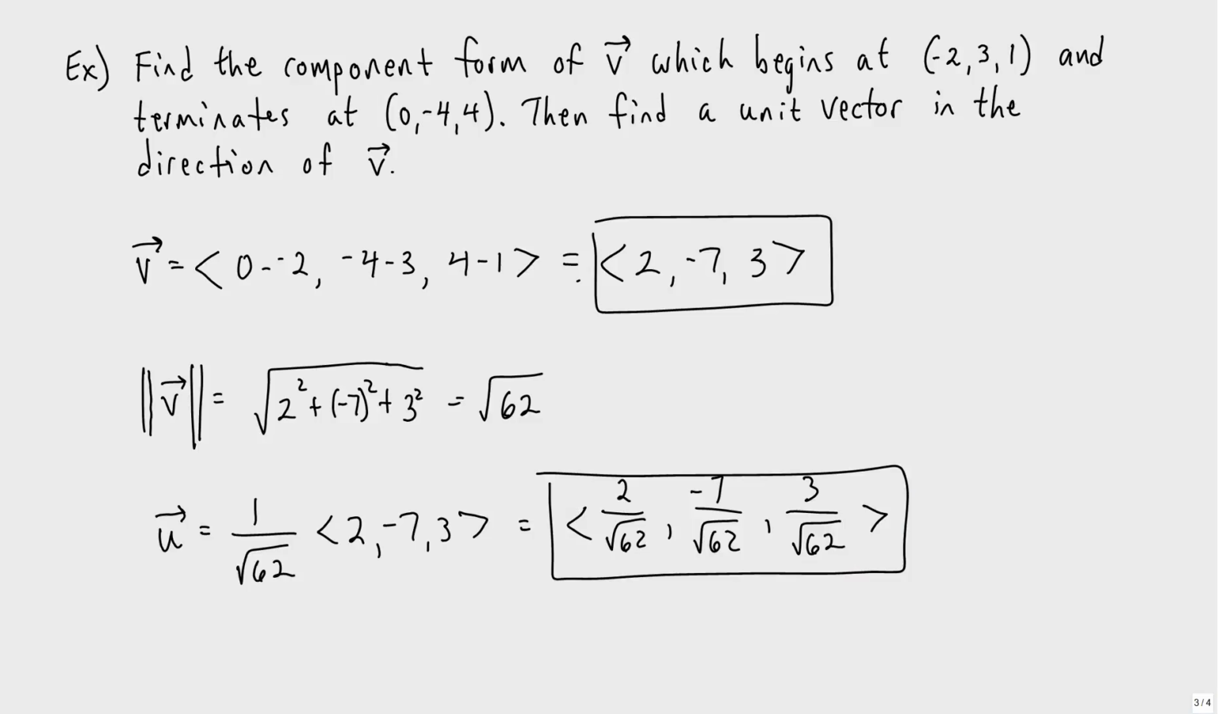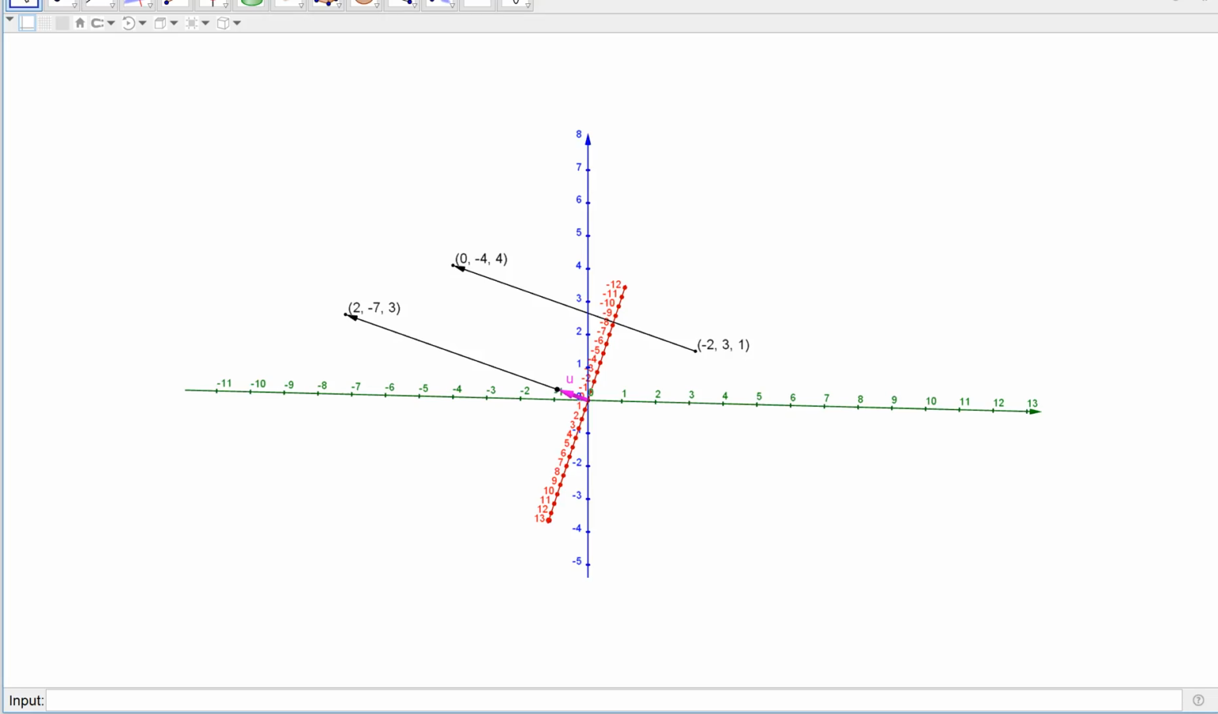So again, let's take a look at this in 3 dimensions, just to get a feel for what's going on here. We had this vector that started from 0, 0, 0, went to 2, -7, 3, and we now created a vector with a length of 1 that's in the same exact direction as that vector v. So let's take a look. The vector as it was given to us started at (-2, 3, 1) and then terminated at (0, -4, 4). So that was as it was given to us.